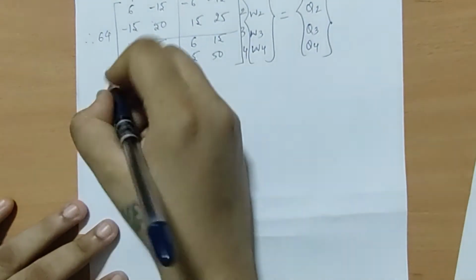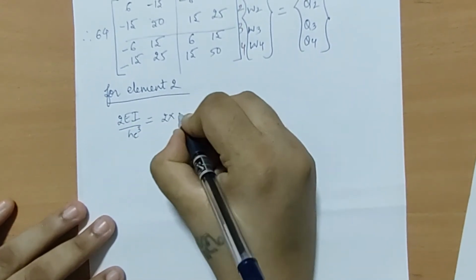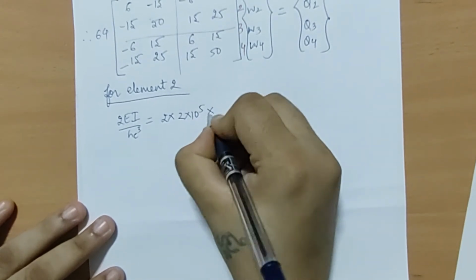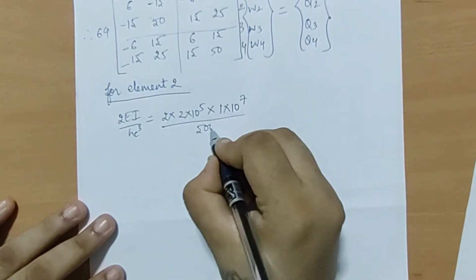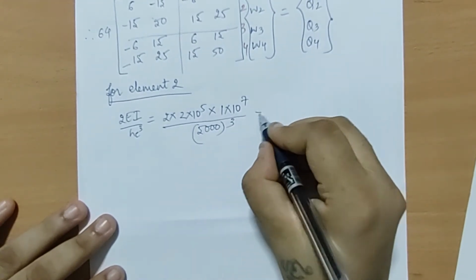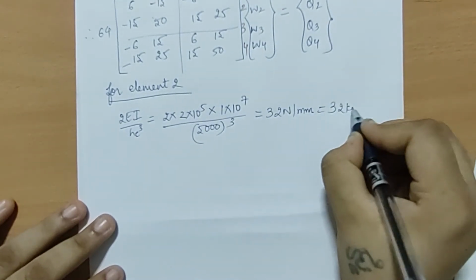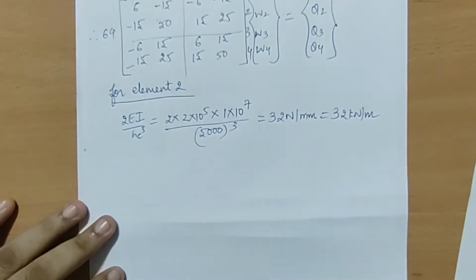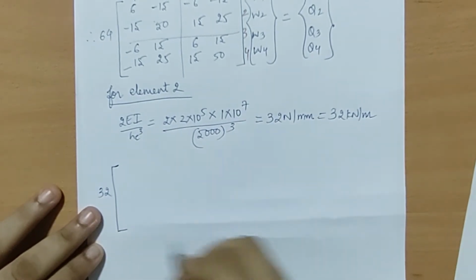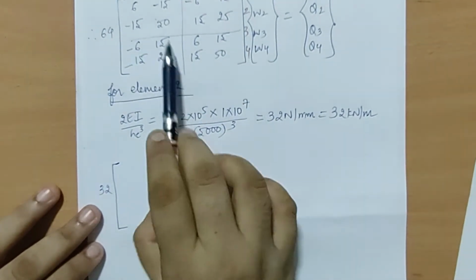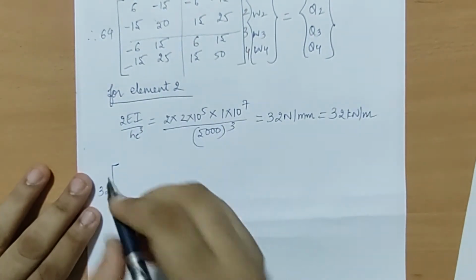Next I will go for element 2. I will be calculating 2 EI upon HE cube. This is 2 into 10 raised to 5. I is 1 into 10 raised to 7 and HE is again 5000 cube. When I solve this, I get 32 Newton per mm, which is also 32 kilonewton per meter. So let's substitute. I get 32, and this entire table over here is going to remain same, because I am going to only use HE, and this doesn't change for both the elements. So I'll just copy this here quickly.